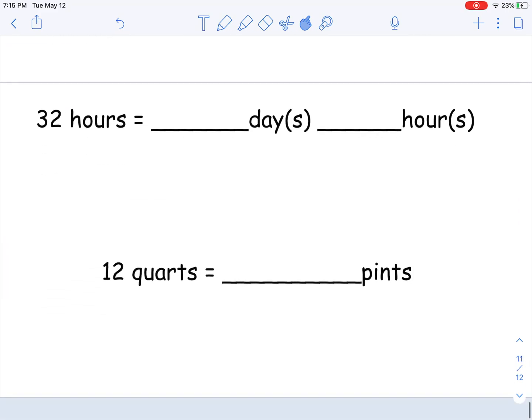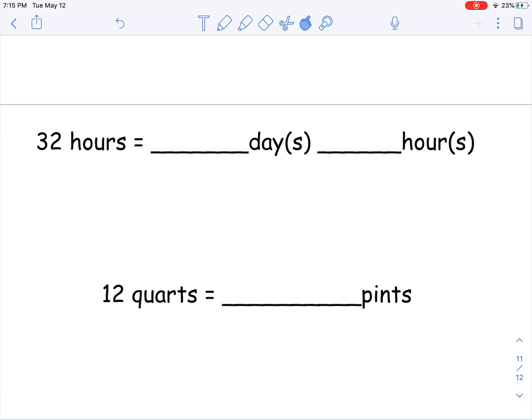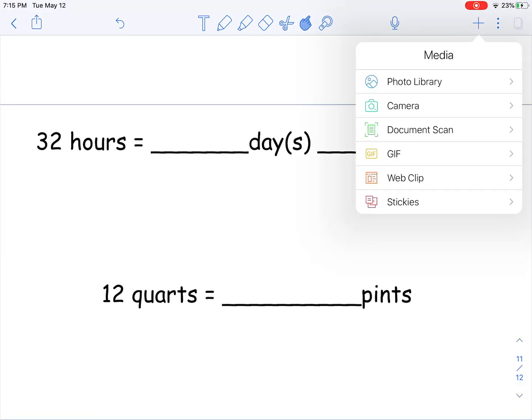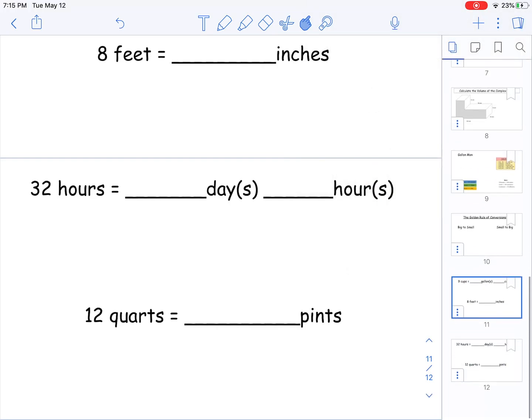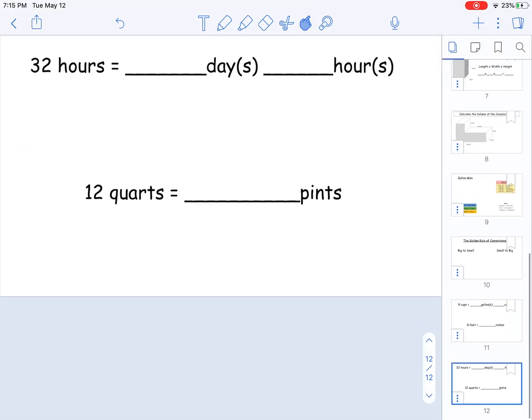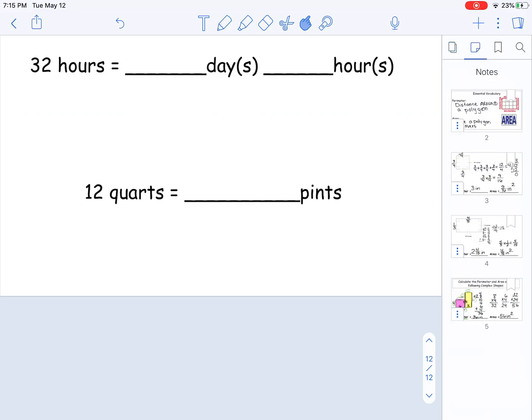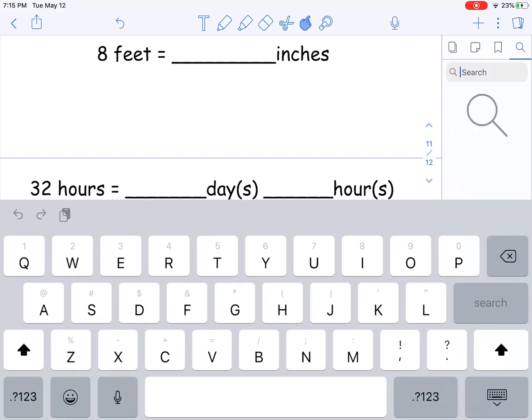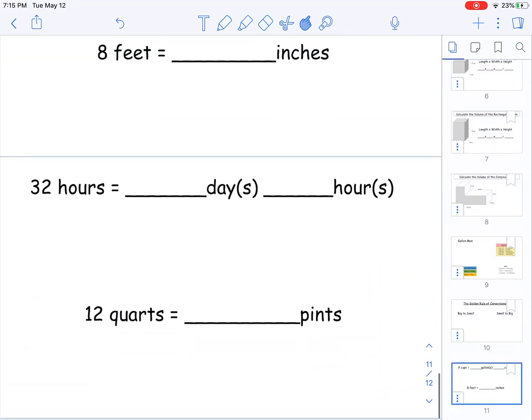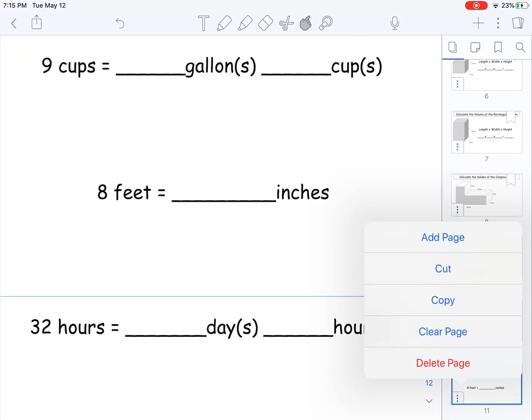Okay, so let me go down here a little bit, see if it'll let me squeeze some stuff in. Add a page. There we go. Add a page. It's not letting me. Okay. Sorry about that, boys.